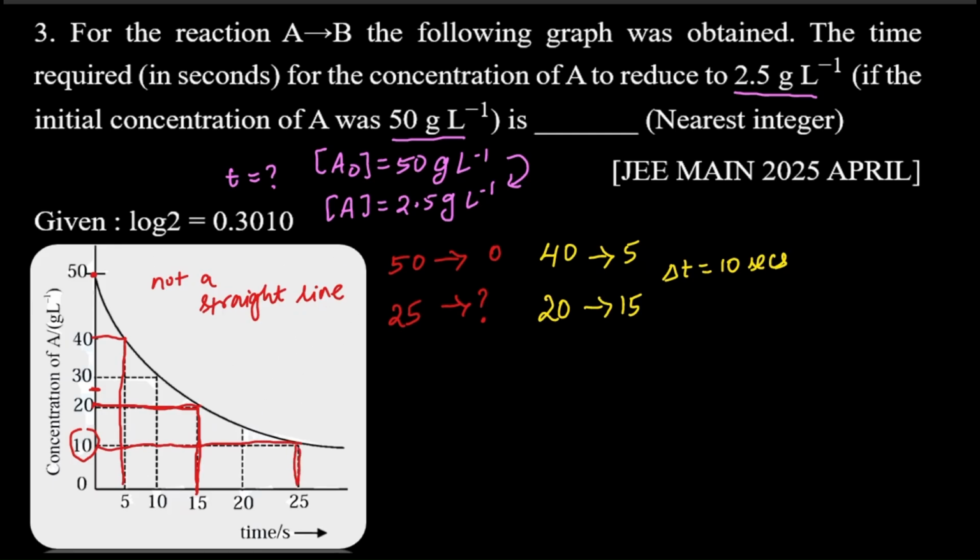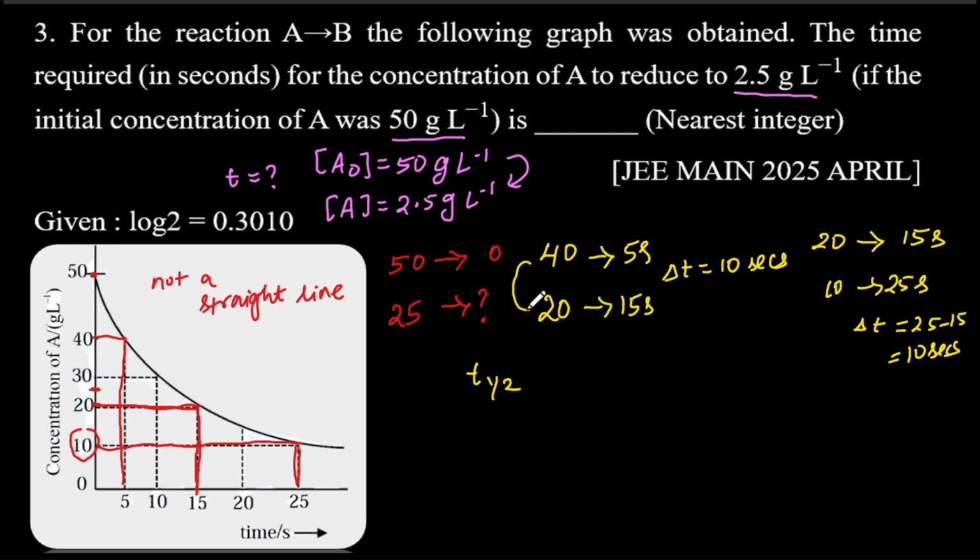So let us compare this. For the concentration to be 20, the time taken is 15 seconds, and for the concentration to become its half, the time is 25 seconds. Now again, the difference is 25 minus 15, which is 10 seconds. So whatever the concentration, the half-life, that is the time required for the concentration to become half of its initial concentration, is the same. So the half-life for this is also 10 seconds, and here also the half-life is 10 seconds.